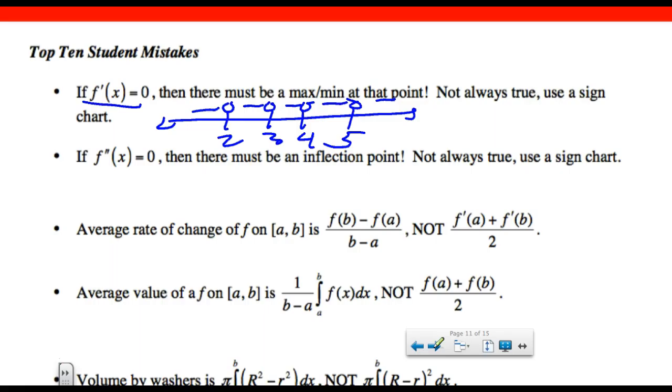Same thing they say with inflection points. Students say that there has to be an inflection point when the derivative is 0. Second derivative, not necessarily true. So do a sign chart.